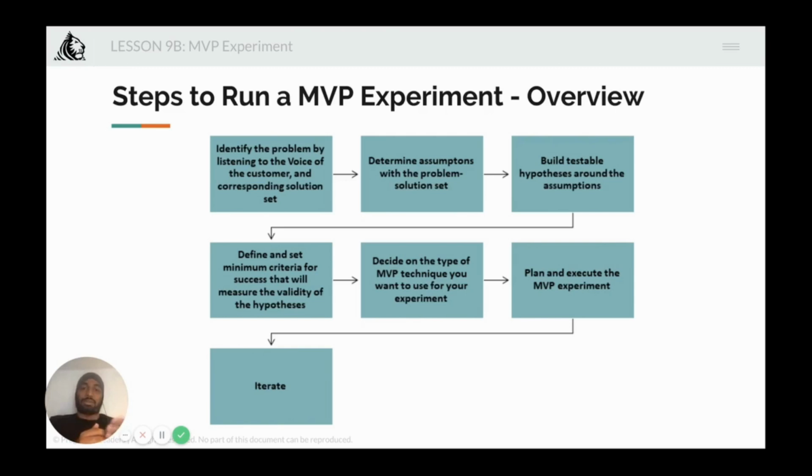And just imagine if you have a much larger problem, so many different customers, so many different solutions. You have to create a solution set for different audiences.